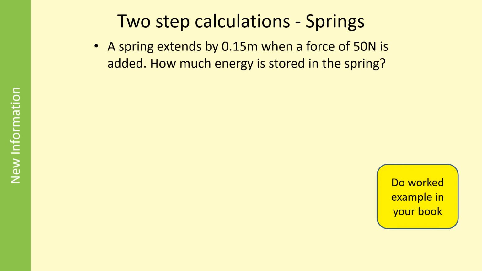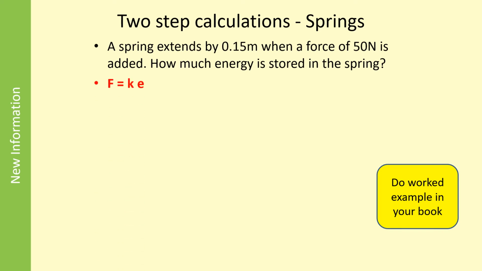A spring extends by 0.15 meters when a force of 50 newtons is added. How much energy is stored in the spring? Well, the first thing to note is that our units for the extension are already correct. Here it is in meters, not centimeters, and the force here is in newtons. So eventually we're going to work out how much elastic potential energy is stored in the spring, but first of all, using this and this, we can work out k, the spring constant for the spring.